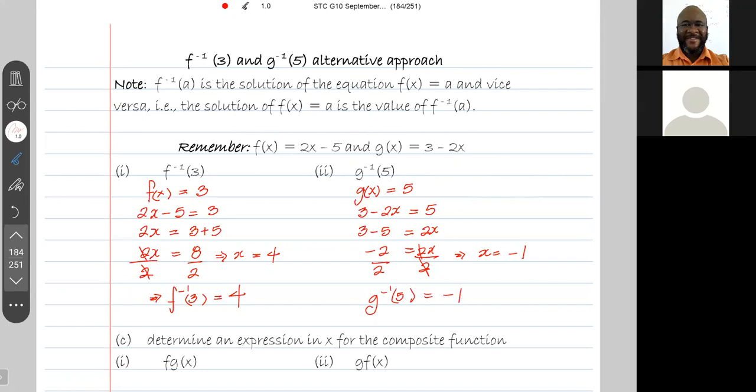So g inverse of 5 is equal to minus 1. All right, so remember this alternative approach. It's actually very, very useful and very handy some of the time.